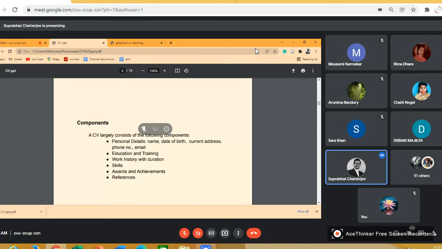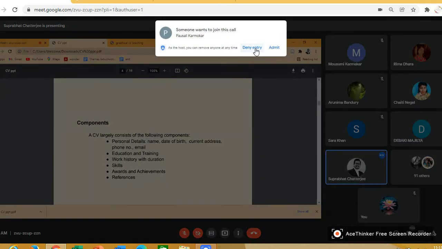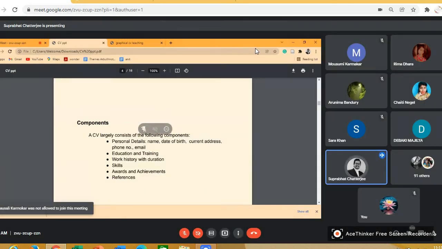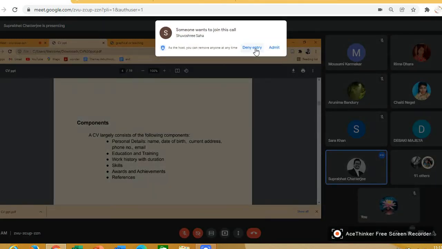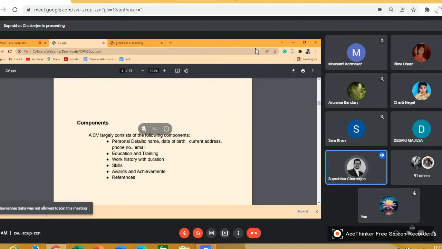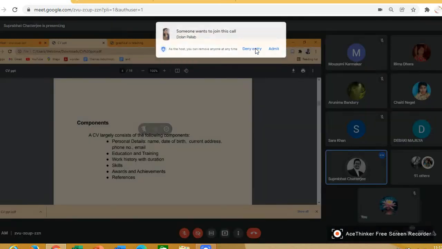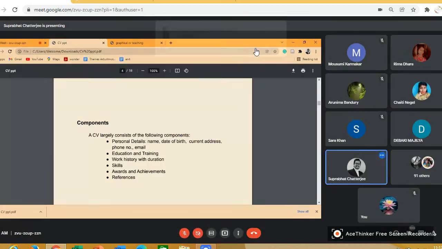Okay, so what are the components of a CV? Let us briefly learn that generally a CV contains these words. কি কি থাকে CV এর মধ্যে? So a CV generally contains personal details. তাতে নাম, date of birth, current address, phone number, email ID, এগুলো প্রেজেন্ট করতে হয়। তাছাড়া education and training, the very important part. Your education and your training.